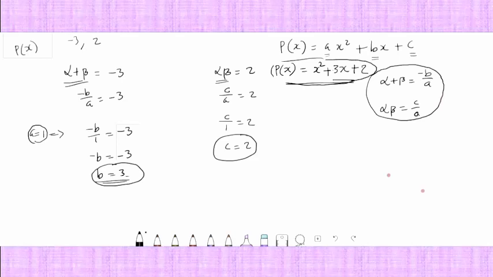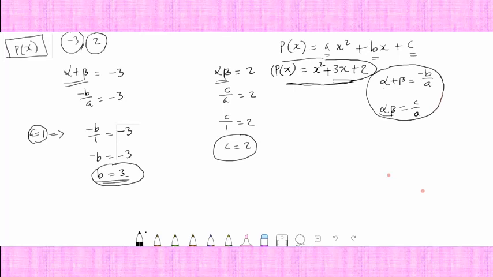Okay, I shall explain again. The question is, we want to find a polynomial p of x. What is given? The sum of the zeros of this polynomial is minus 3, and the product of the zeros of this polynomial is 2. And we want to find p of x. And we have these relations: the sum of the zeros is equal to minus b by a, the product of the zeros is equal to c by a. So we will apply this.